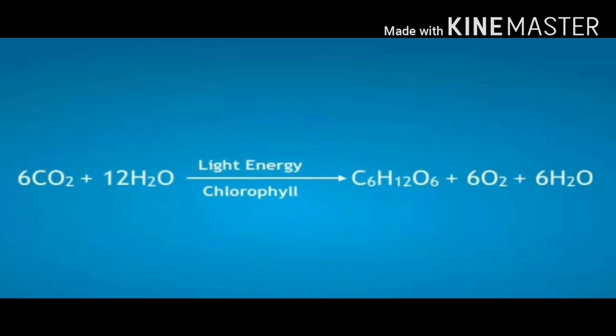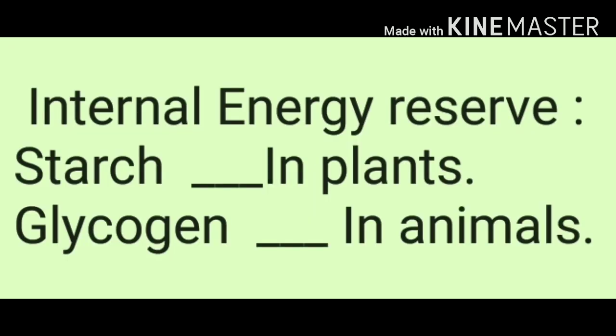Now see the equation of photosynthesis. 6CO2 plus 12H2O in presence of sunlight and chlorophyll gives C6H12O6 plus 6O2 plus 6H2O. The sugar produced is stored in the form of starch in plants. In animals, food is stored in the form of glycogen. These food reserves provide energy as and when required by the organism.